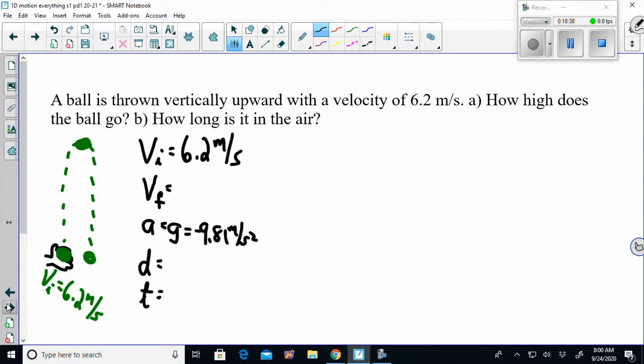Okay, so we have to make a few, not assumptions, but a few realizations to understand what's going on in the problem here. So let's talk about part A. How high does it go? So we're talking up here at part A, how high does it go? Or what's its displacement?